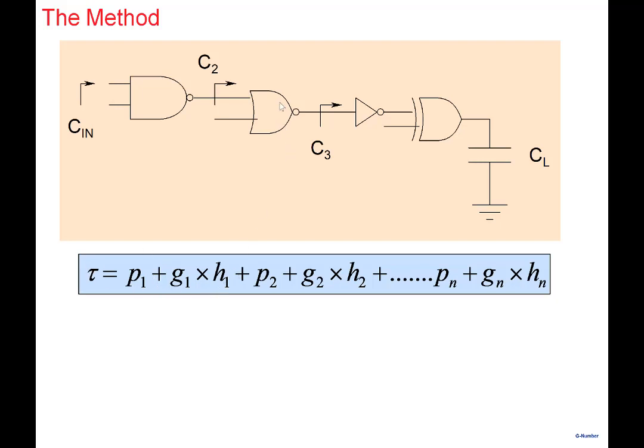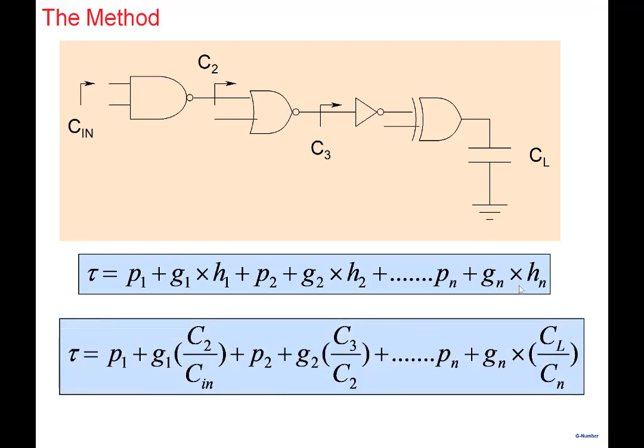That's the delay of the first gate. Delay of the second is P2 plus G2 into H2. Third one, and so on and so forth. Any arbitrary chain of gates, we can write it in this form. And then H1, as I said, we can write it as C2 by Cin, because the load of this one is C2 by Cin. The load of this one is C3, and so we write C3 by C2, and so on and so forth. So we can write the delay in this form.